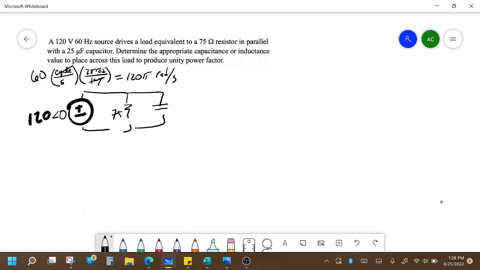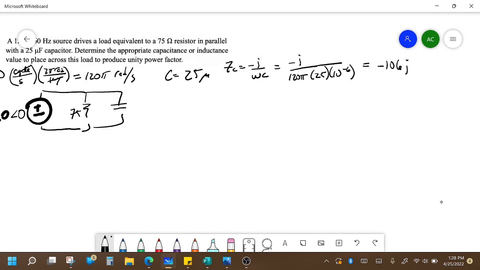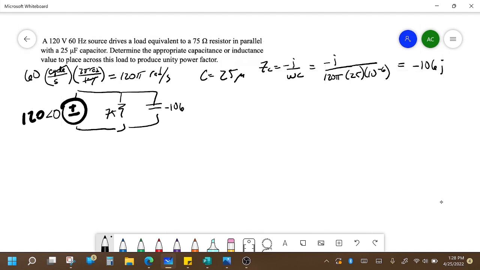So let's see. They tell us that the capacitor is 25 micro, but since I'm in AC, I'm going to convert that to the phasor rendition. Remember, that's equal to C, but you got to remember Z of a capacitor is going to be negative j over WC. So it's negative j over W, which is 120 pi, and then C, 25 micro, is 10 to the negative 6. That number ends up giving you negative 106, and that'd be j. So that's going to be my capacitor. So I'll put the negative 106 j. Bam. So now I got my alternating current values.